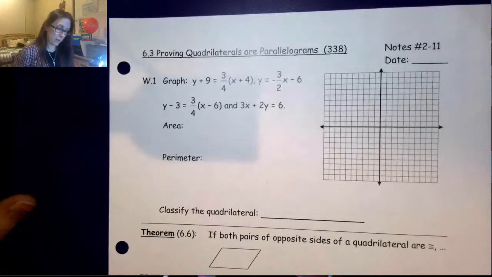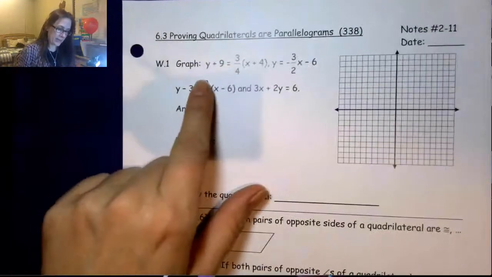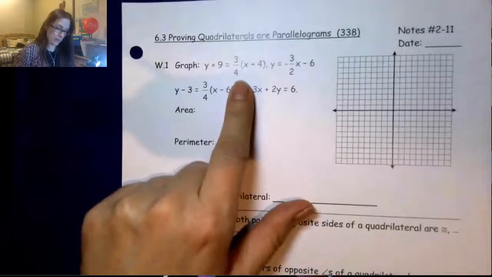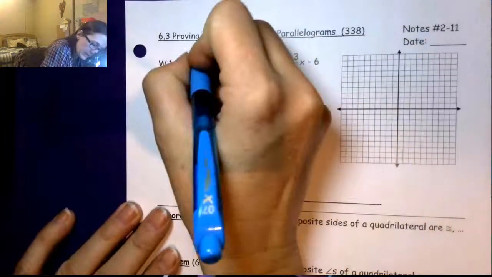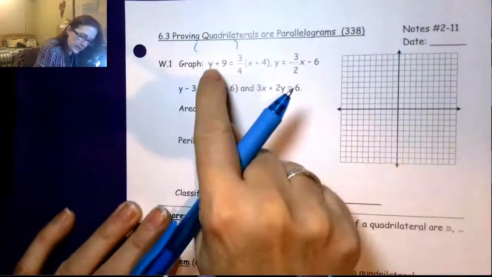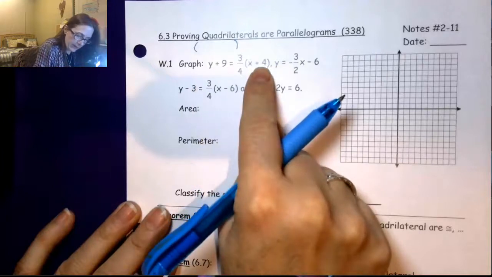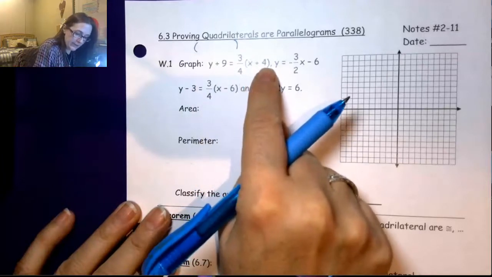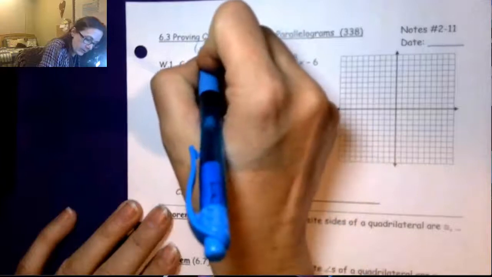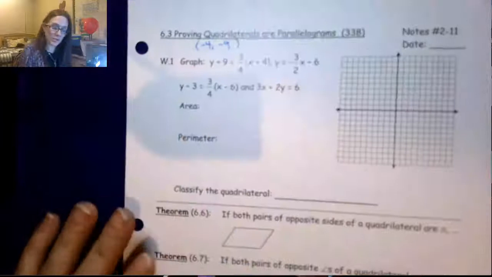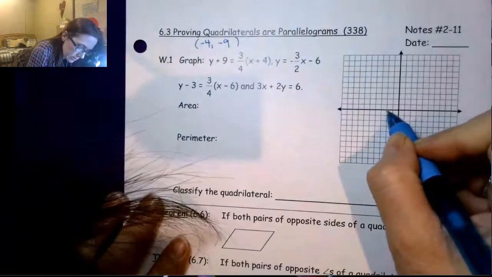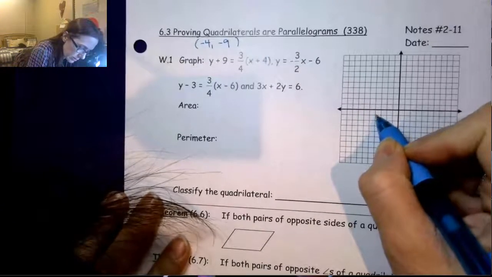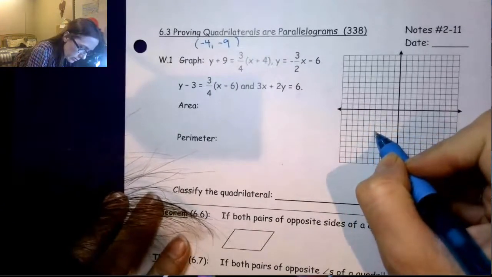I'm going to do my first graph blue. This one is in point slope form. So because it's in point slope form, I want to identify my point, which remember, it's the opposite of y, opposite of x. So if it's the opposite of that x, it's going to be -4. Opposite of that y will be -9. So I'm going to start at -4, -9, which is going to be back 1, 2, 3, 4, down 1, 2, 3, 4.